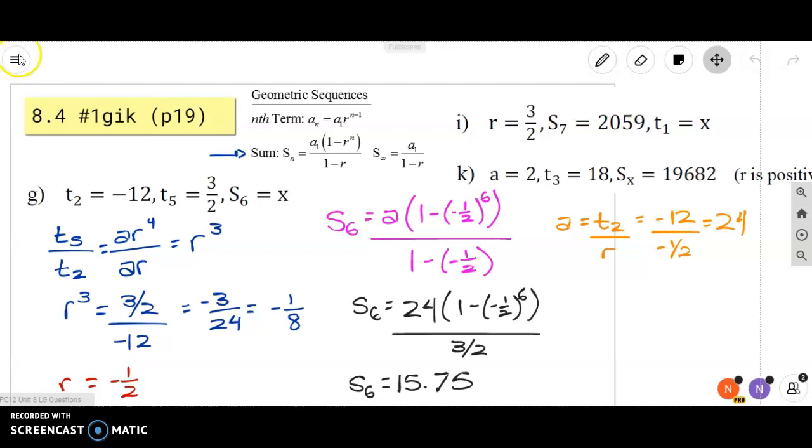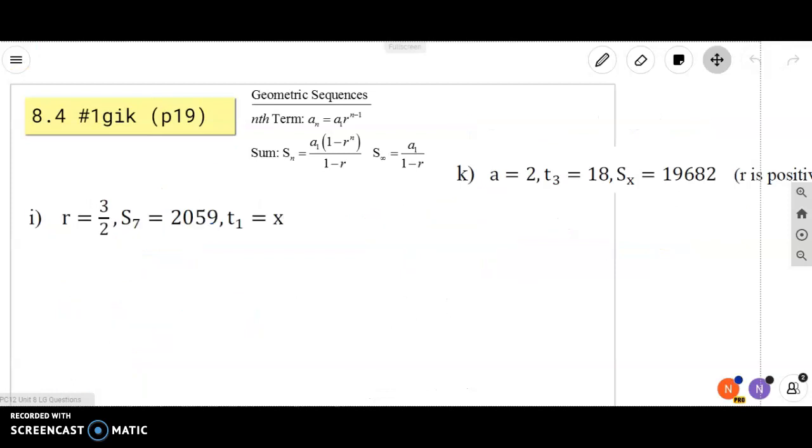All right, let's go ahead and take a look at the next one. For I, we're given r and S7, so the sum of the first 7 terms, and we're trying to find the first term, T1. We usually refer to it as a, so I'm just going to leave a little note of that. T1 is equal to a. And since I have a sum given to me, I know I'm going to need to use the sum formula. I have S7, so I'm going to write my formula for Sn using S7.